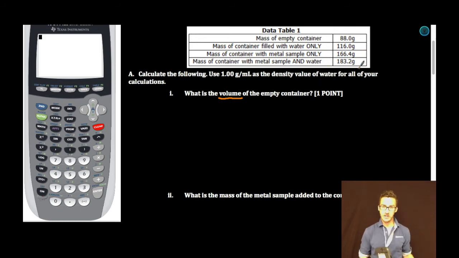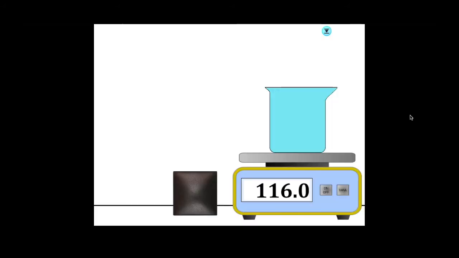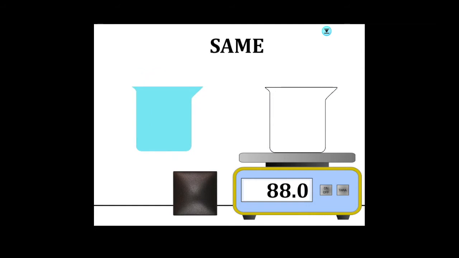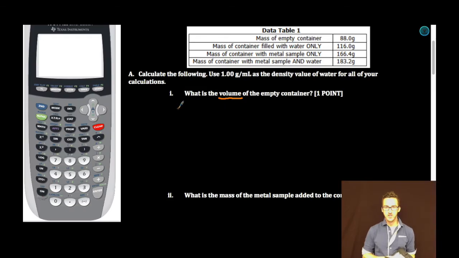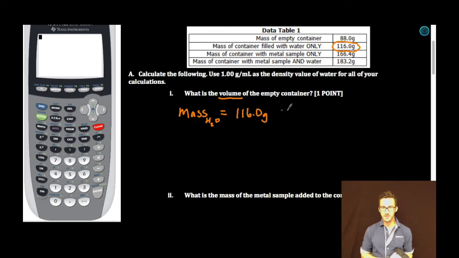To answer this question, what we need to know is what is the mass of the water that completely occupies the container. If we know the mass of the water that occupies the container, we can then determine the volume of that water and therefore the volume of the container using density. All right, so let's determine the mass of H2O. It's going to be equal to the mass of the container filled with water only, 116.0 grams, minus the mass of the empty container, 88.0 grams.